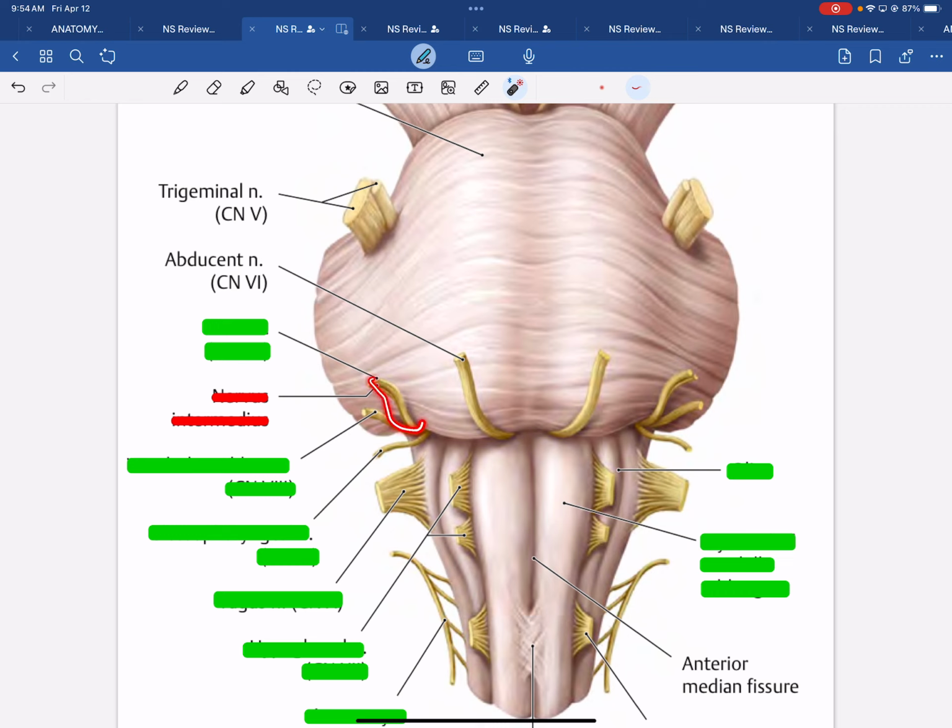Which one is this? Facial. Good. The seventh, the facial nerve. Good. Functions. Facial expression. So it innervates muscles of facial expression. Taste. It does taste to the anterior 2/3 of the tongue. And lacrimal and salivary gland secretion. Good. So it innervates the lacrimal glands and 2 of the 3 salivary glands. Good. Yeah, that's all that we learned about. Okay, good.